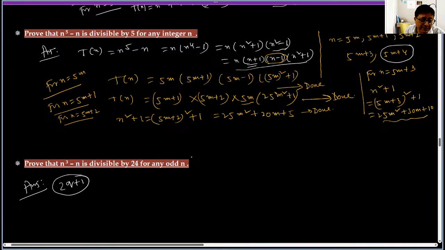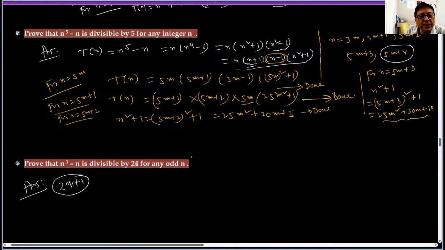If you consider divisibility by 3, it will be 3q plus 1. No, not always. It will be very risky. That may not be, because 3q plus 1 is not odd for q equal to 3. That's why I told you to take divisibility by 2 or divisibility by 4 like that. So I am taking n equal to 2q plus 1.